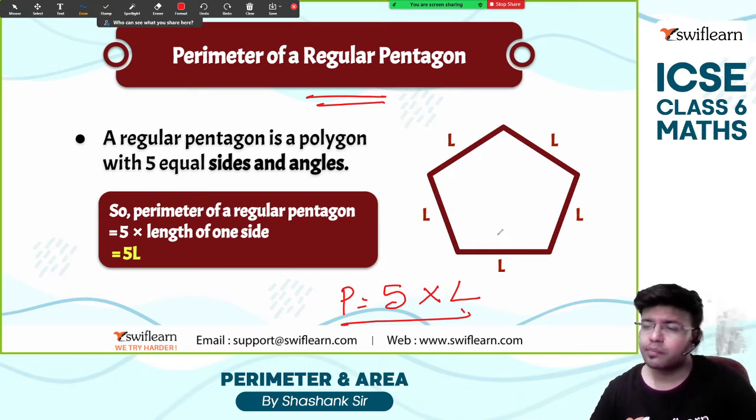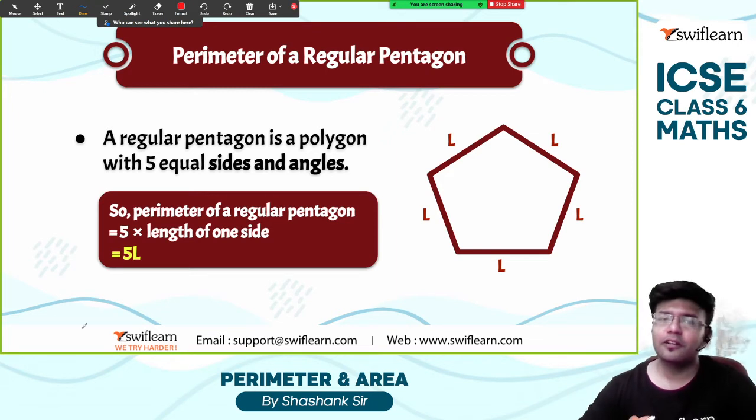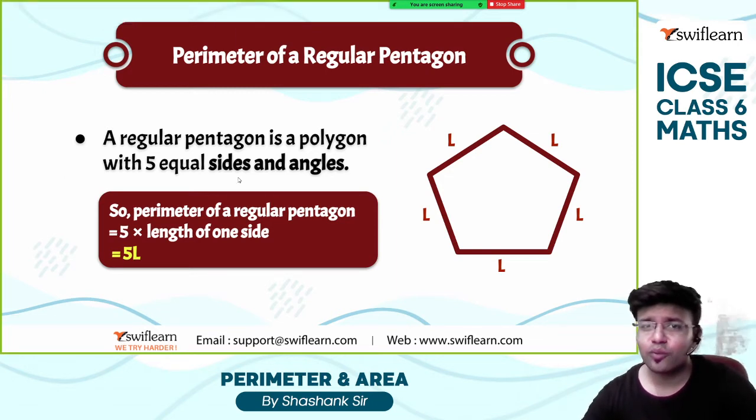There is a building named the Pentagon in America, maybe in Washington or somewhere. So its shape is like this. If you see it from the top, it is like this. 5 times the length of one side.